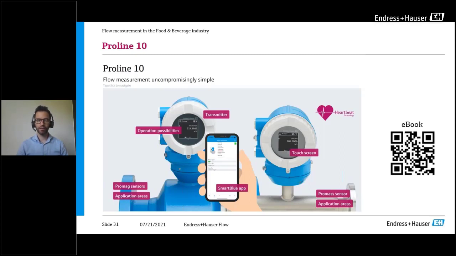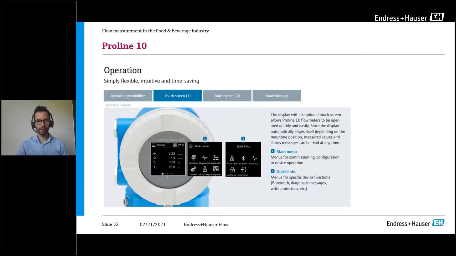I will tell you a little bit about two products which are suited for the food and beverage industry. Before I do that, you see here a QR code which brings you to the ebook of Proline 10, where you can see some more additional information. If you scan this one, it's also in the handout, you can get directly to the ebook.